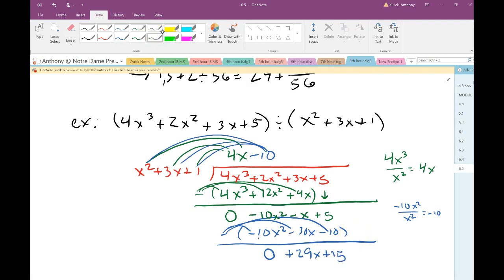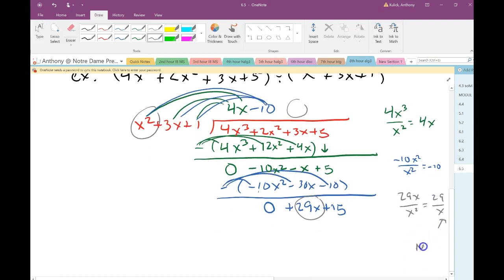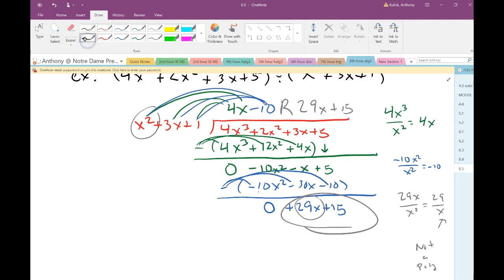And now if I ask myself, what times x squared gives me 29x, if I try to do the same thing, I get 29 over x. This is not a polynomial, so we're done. So my remainder then is going to be 29x plus 15, everything that's left. So my final answer I'm going to write is 4x minus 10 plus my remainder over my divisor.